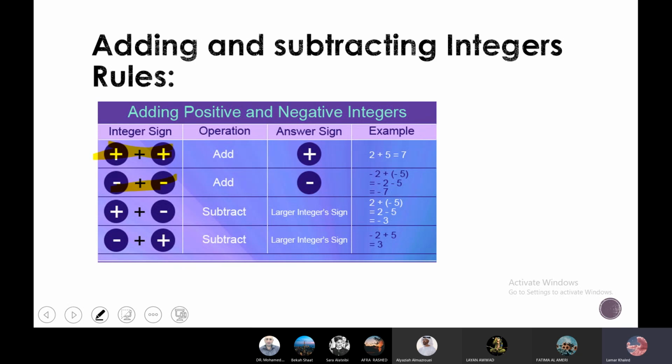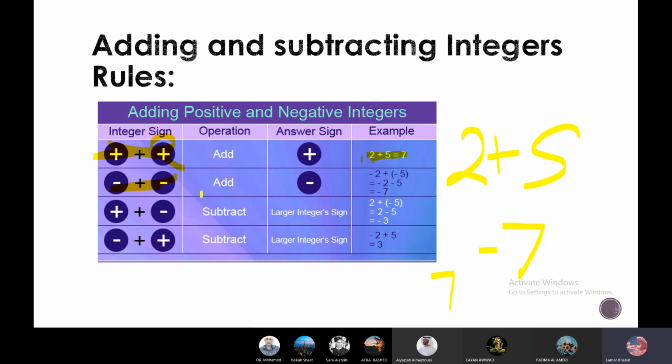And for the answer's sign, for example here we have 2 plus 5. 2 is positive and 5 is positive too, so we're gonna add them. 2 plus 5 is 7. And how do we know if it's -7 or 7? The two signs are positive, so the answer will be positive. If we had two negative signs, the answer will be negative. So if we have the same signs, we're gonna add them.